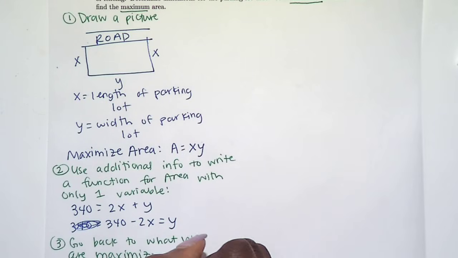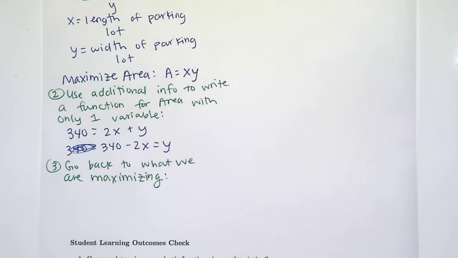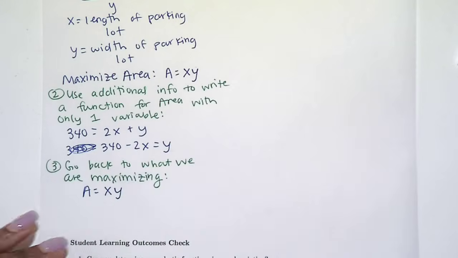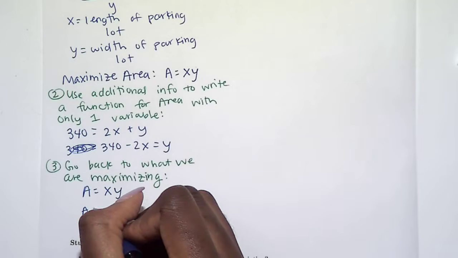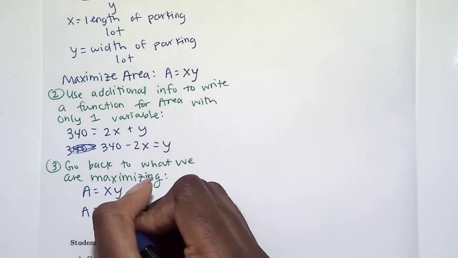So back to the original problem. All right, so what are we maximizing here? Area, which we determined to be x times y based on our picture. But now we found a way to rewrite y, right? Instead of using y, let's use 340 minus 2x. So we wrote y in terms of x for this purpose.